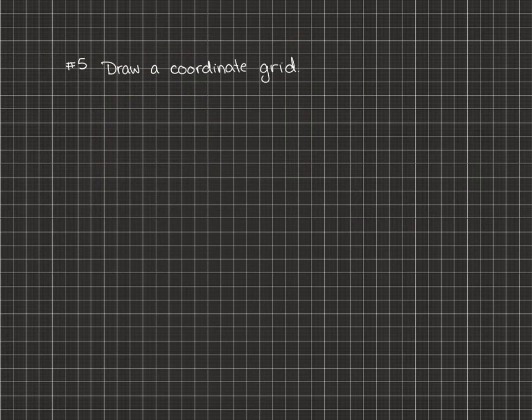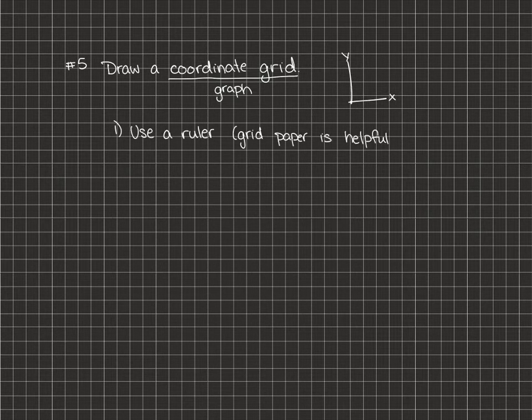Question number 5 is going to get you to do the same thing, except you have to make your graph yourself. When they say a coordinate grid, they just mean a graph with an x and a y axis. So there's a few things that you need to remember. Remember to use a ruler. Grid paper is also helpful, but I know that you might not have graph paper at home, so it's okay to use regular lined paper, but just make sure you're using a ruler to draw your two axes, your x-axis and your y-axis. Remember to label each axis X and Y, and also give it a title.